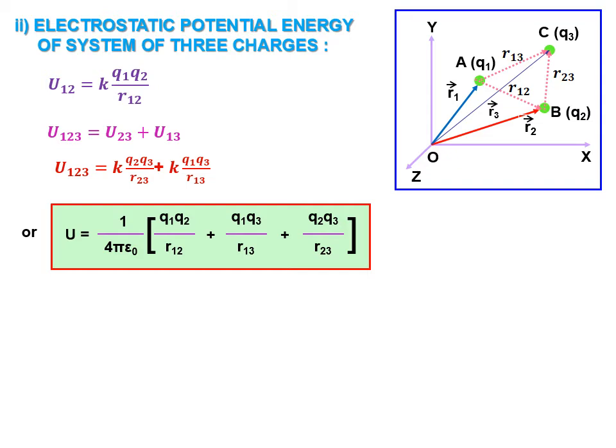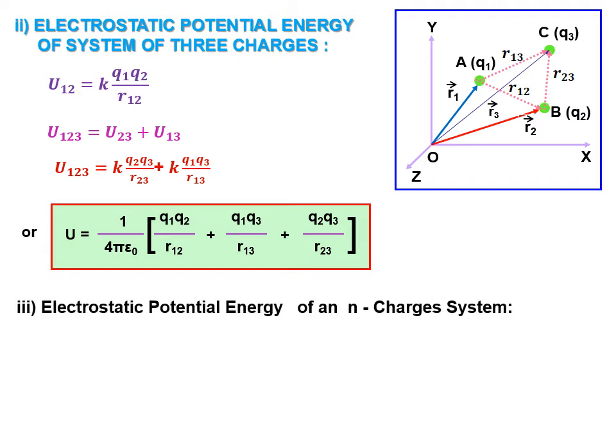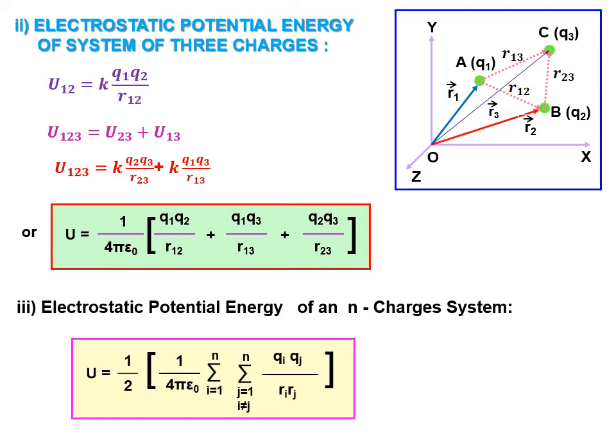And you will see here 2 variables are changing, nothing is fixed. In the first term it is Q1 Q2 upon R12, then Q1 Q3 upon R13, then Q2 Q3 upon R23. Nothing is fixed, both the numbers are changing. Okay, so if you want to write the potential energy for a system of n charges, we will make use of sigma notation. Okay, and let us see what the sigma notation is.